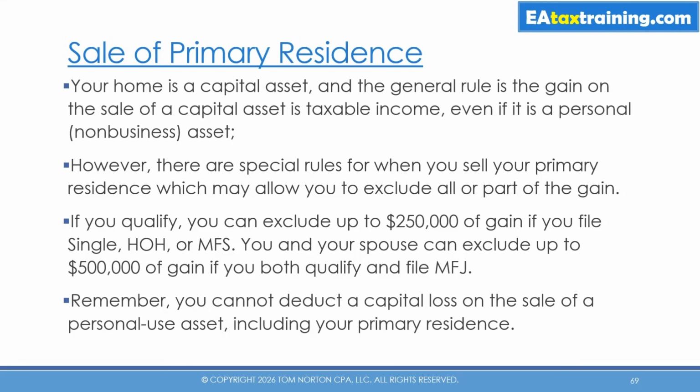What we're talking about here is the gain, not the sales price. So if you bought a house for $800,000 and you sell it for $1 million, your gain is $200,000. As long as you meet the rules, you can exclude the entire $200,000 of that gain. But also remember that you cannot deduct a loss on the sale of a personal capital asset, and that includes your home. So if you lose money on the sale of your house, that is not deductible.